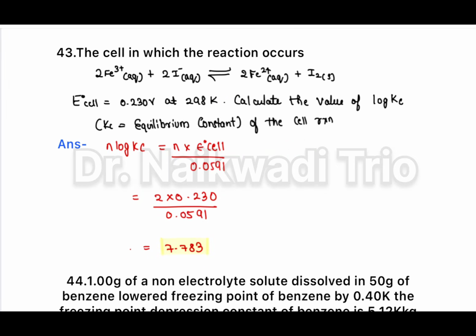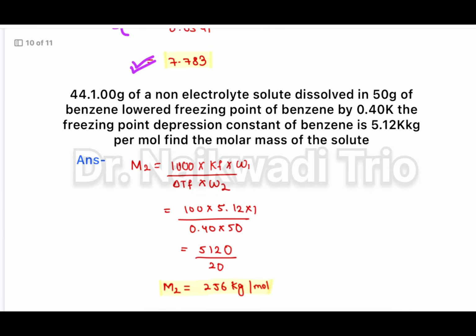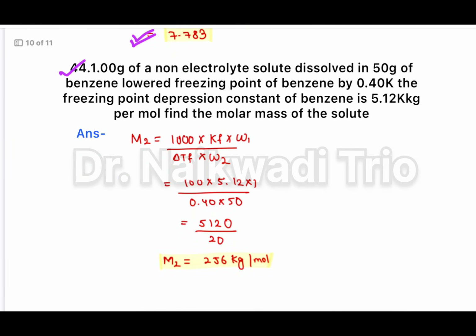Now question 43. This is from electrochemistry. Now read the following reaction. Apply the formula, that is n log Kc is equal to n E naught cell divided by 0.0591, and substitute the values. You will get the final answer as 7.783. Next is the 44th question.